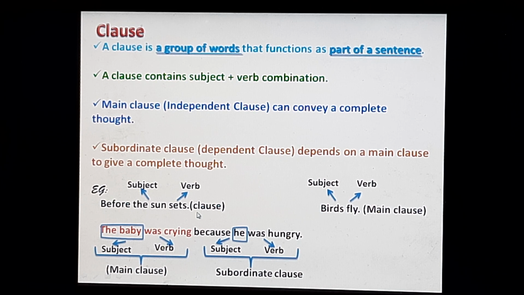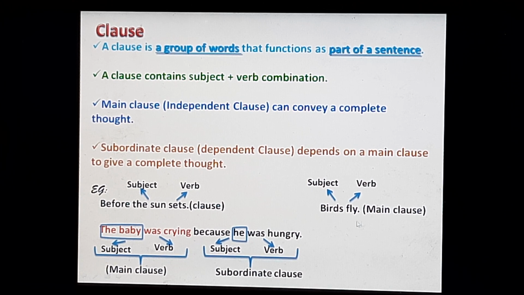"Before the sun sets" is a clause. Now this is a subordinating conjunction, "before." Now here there is a subject, the sun. "Sets" is the verb. So in the clause we have the subject and the verb. Now here, "birds fly." This is a main clause, subject and verb.